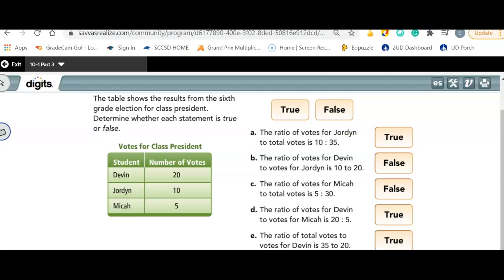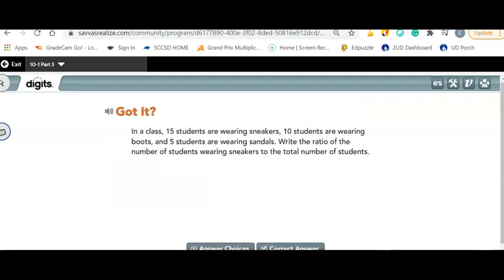Okay, go ahead and answer the last question. Then see if you can compare 3 numbers. How would you do that? Try. What would you come up with? Okay, so write the ratio of the number of students wearing sneakers to the total number of students.